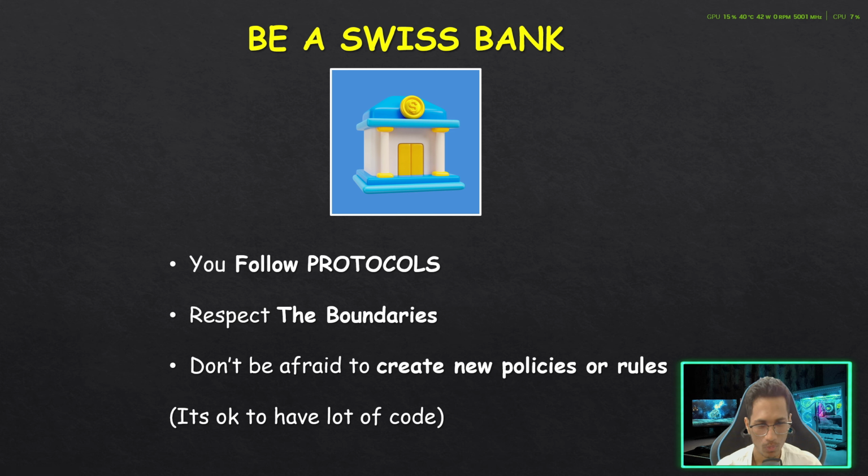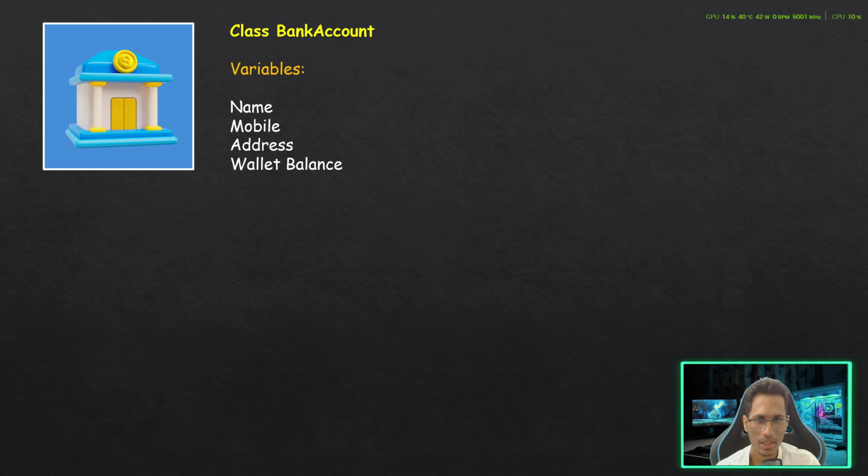Now you might be wondering, what are these protocols or boundaries or policies or rules I'm talking about? Let's take an example. Let's say there is a bank. Now you see in every bank, there are people, there are customers, there are employees, there are resources, there are bank accounts, there are loans. A lot of things are going into the bank. Let's consider the example of an account. You created a bank account class. This class holds information about the account, which means there are variables that store the name, the mobile, the address, the wallet balance, or basically the account balance, right? These are the information that a bank account holds. Of course, there are more, but I'm considering these four.